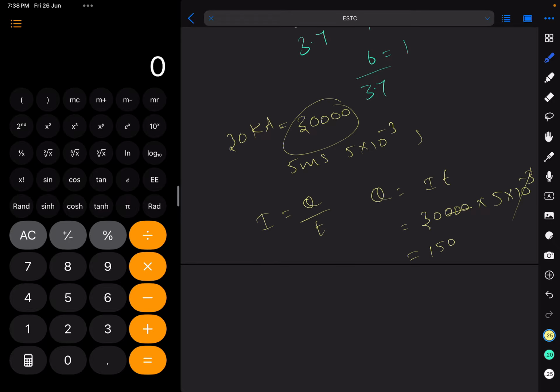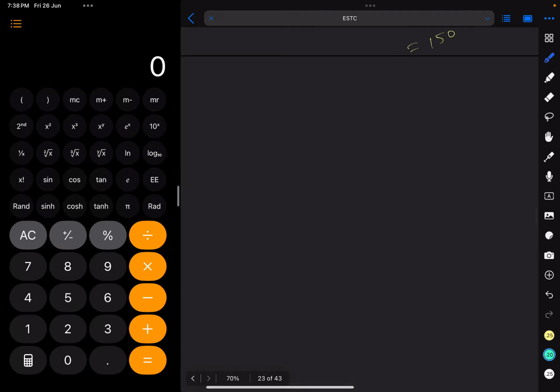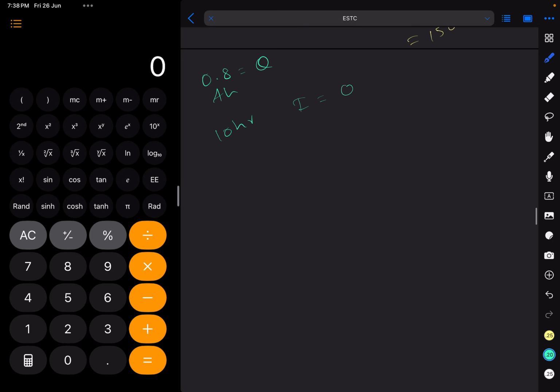Fine. Next, a flashlight battery has a rating of 0.8 ampere hours, lifetime of 10 hour. Okay. Current Q by T, 0.8 by 10, it is 0.08. Now they are asking power if its terminal voltage is 6. P is equal to IV, 6 into 0.08, 0.48.